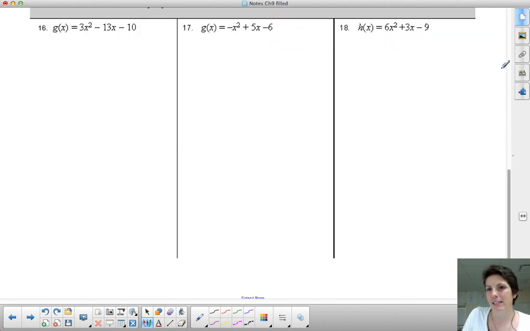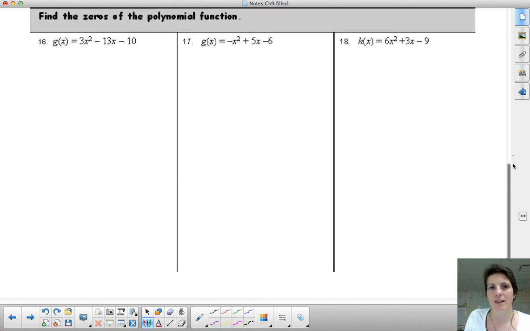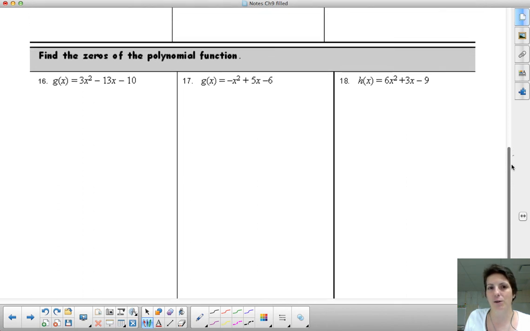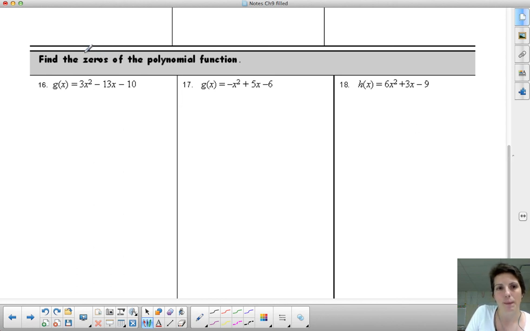In numbers 16, 17, and 18, they just changed the directions slightly, and the format. It still says find the zeros of the polynomial, so we're still going to solve, but since we have to find the zeros, we simply need to replace the function notation with a 0. So g of x or f of x, h of x, whatever that is, just change it to a 0. 0 is equal to 3x squared minus 13x minus 10. I want you to practice with these 3 problems. So we'll go ahead, practice them, push pause, come back, and I'll have the answers up for you. Pause it up.